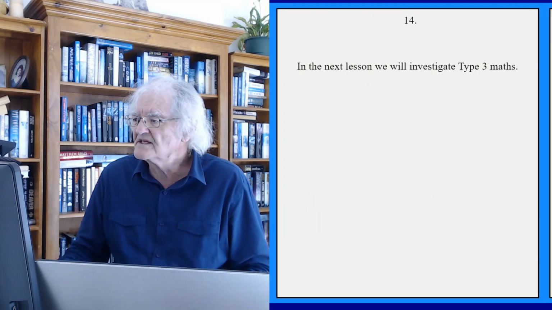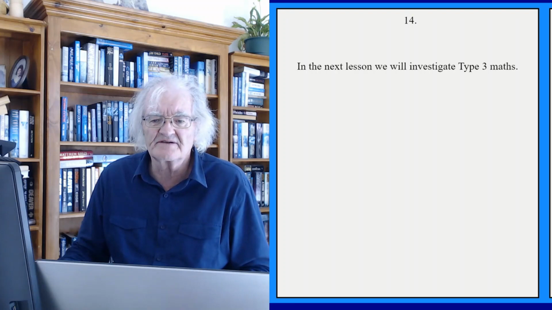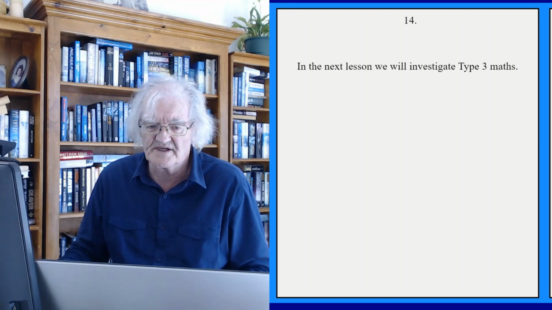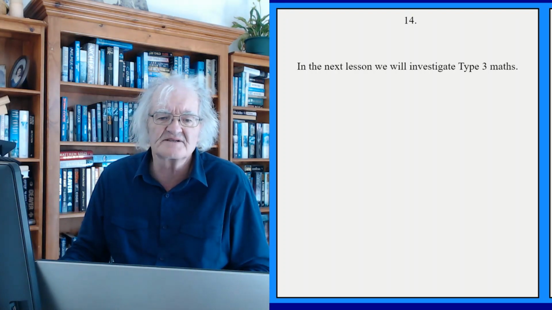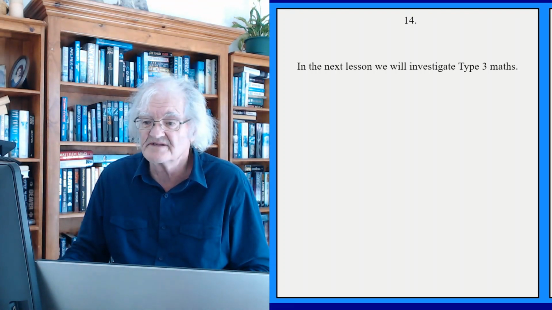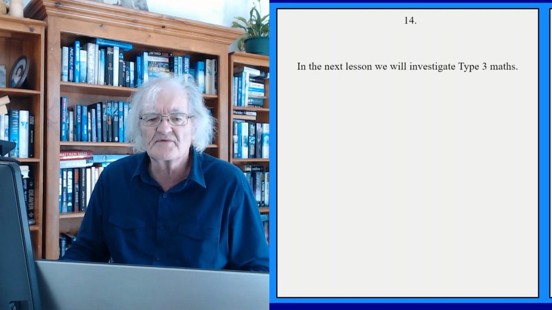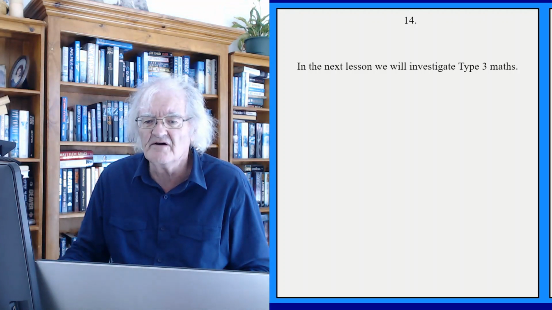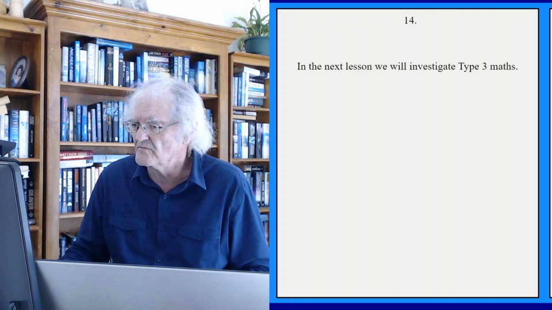Now in the next lesson, we'll investigate type 3 maths. We did type 1 in the last lesson. We did type 2, the equations, in this lesson. And type 3 will complete our overview of what maths is.